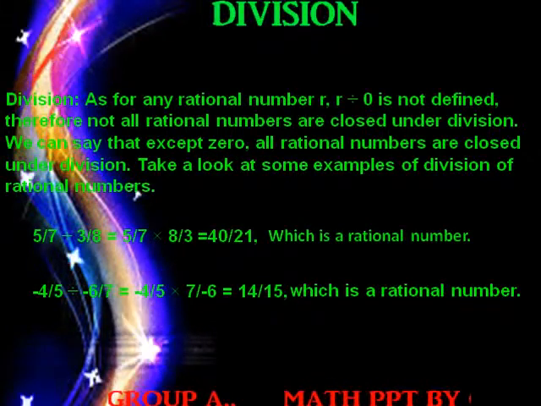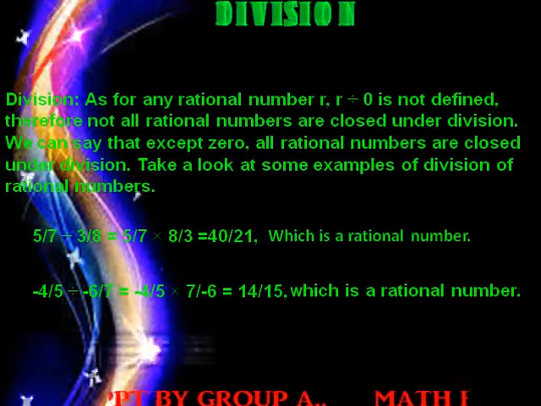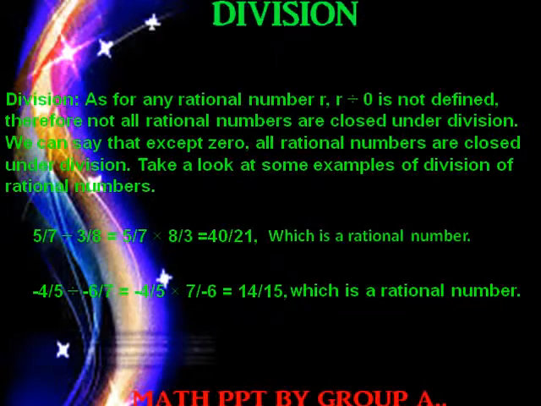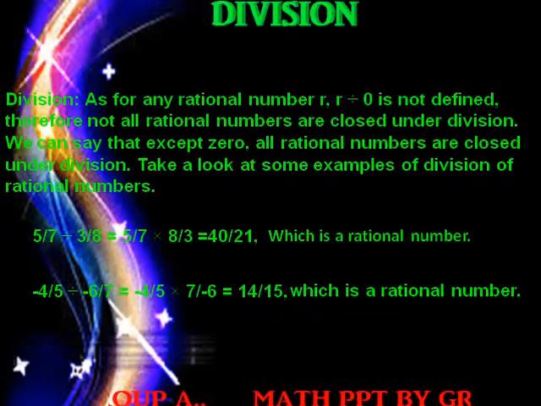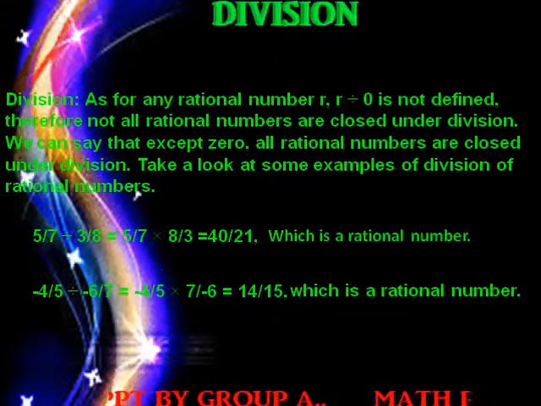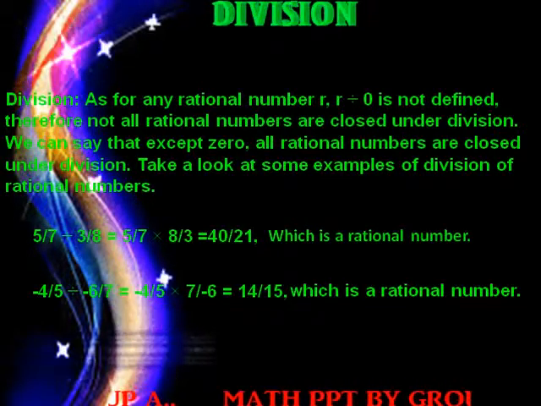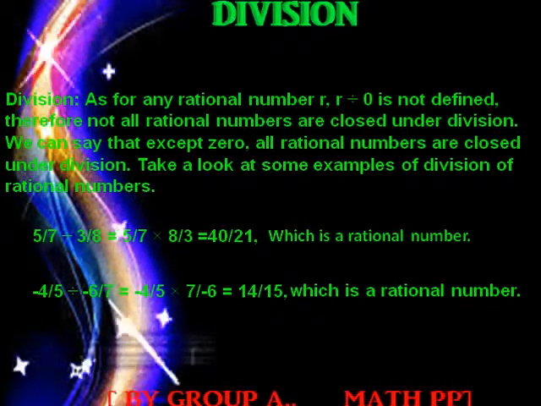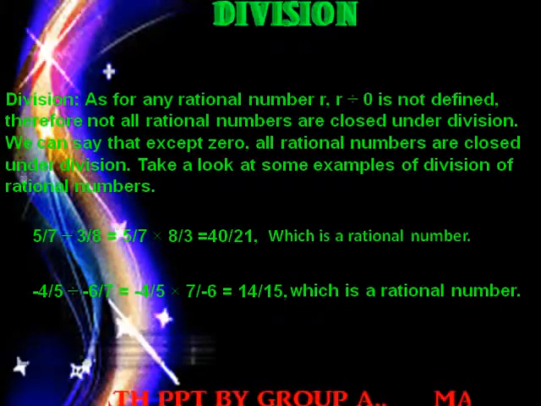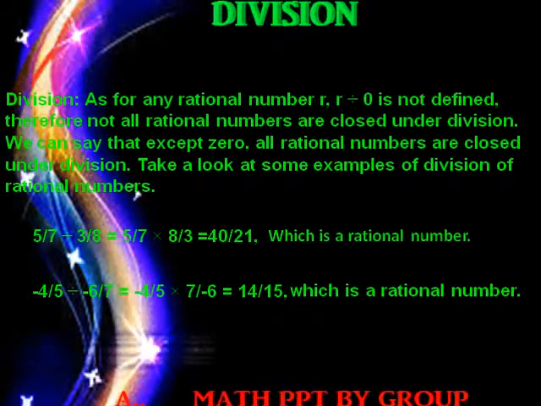Division. As for any rational number r, r divided by 0 is not defined. Therefore not all rational numbers are closed under division. We can say that except 0, all rational numbers are closed under division. Take a look at some examples of division of rational numbers.